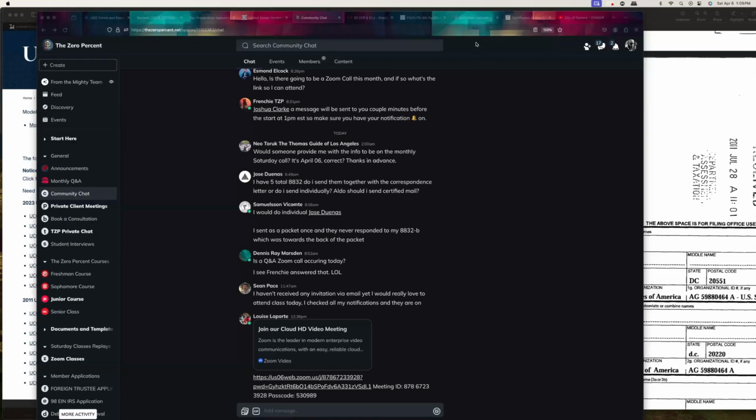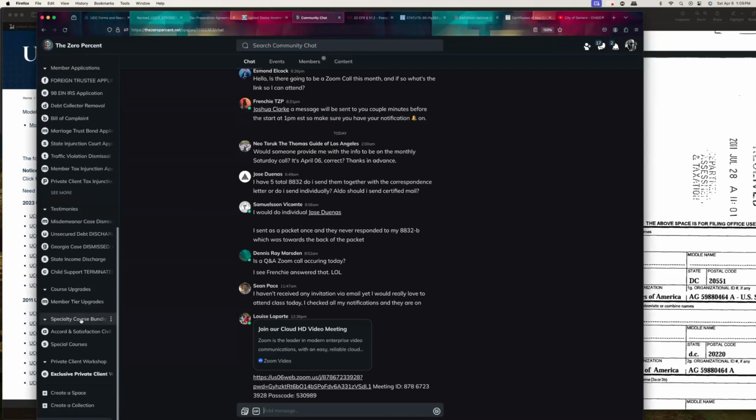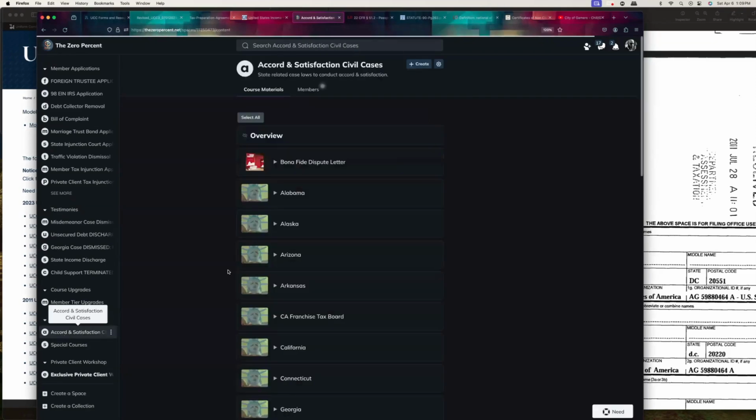Just to clarify, if you guys don't know where that is, I'm going to show you right here, right now, inside of the course. Because some people have some questions as to where to find things. I know Mighty Networks is not the easiest, but it is there. So here within the website, all you're going to do is go down into the specialty course bundle. Right below that is accord and satisfaction.